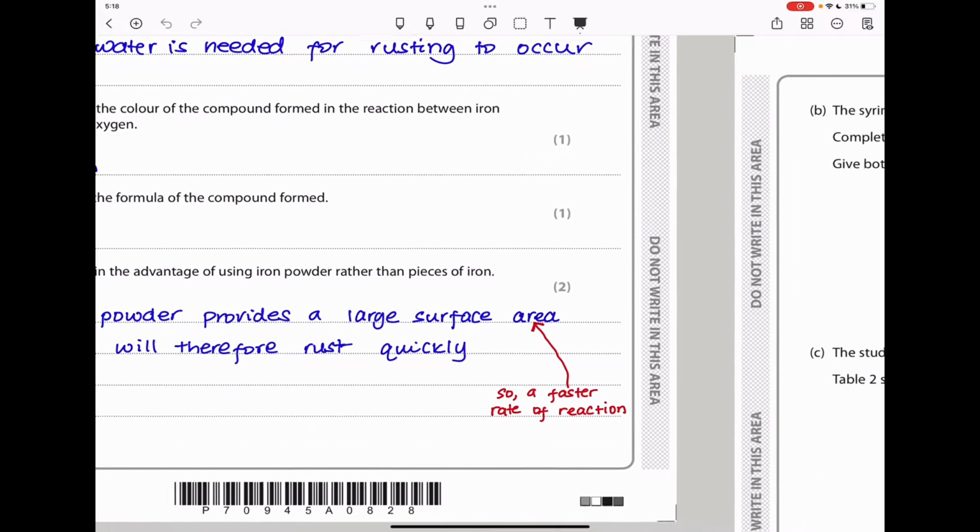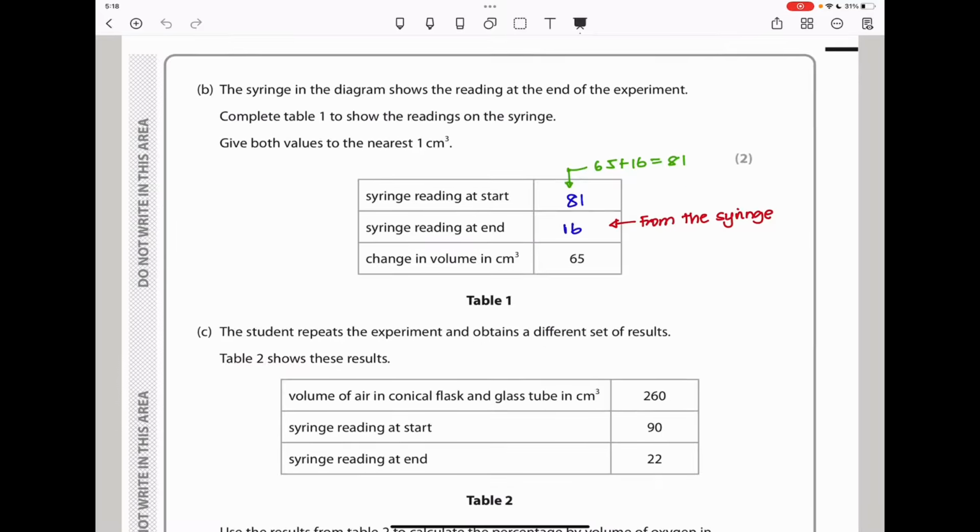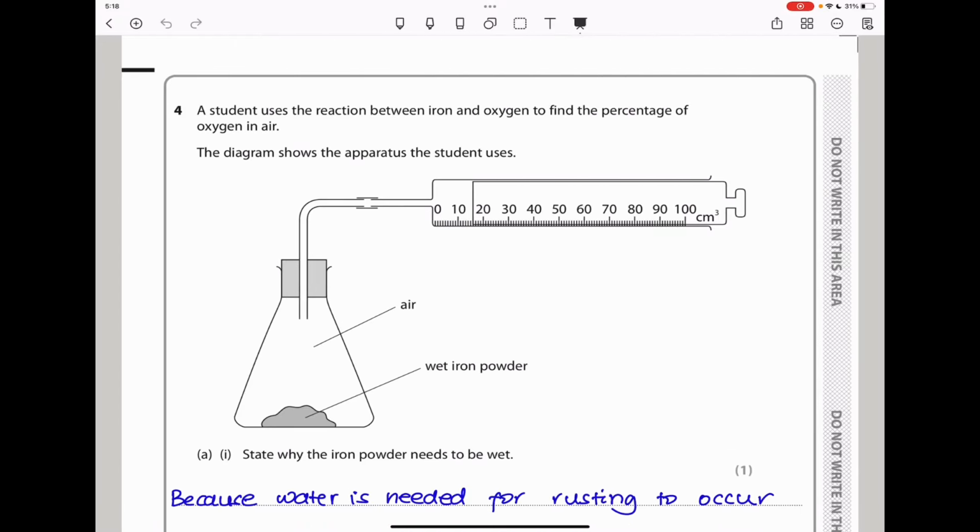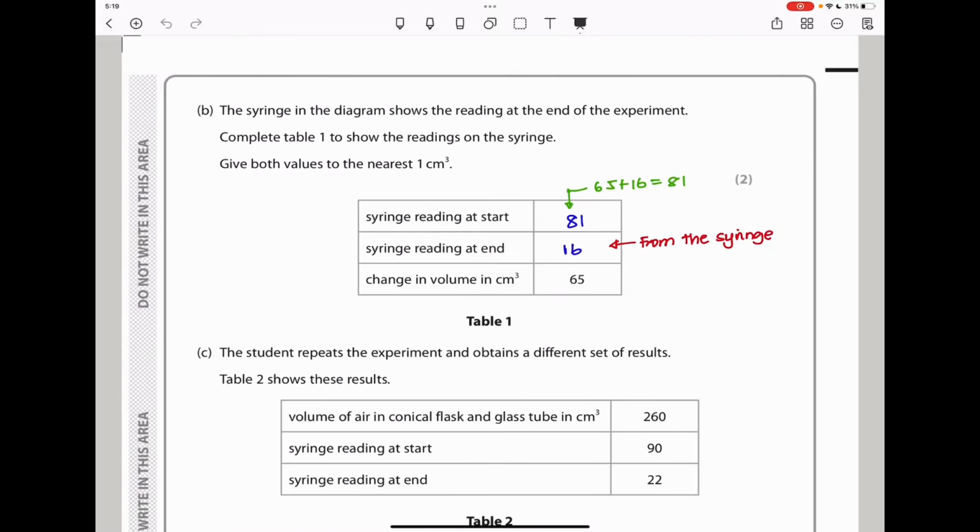So let us continue. Here they say the syringe in the diagram shows the reading at the end of the experiment. They say complete the table 1 to show the reading on the syringe. Give both values to the nearest 1 centimeter cubed. I want to take you back so that you can see the reading from the syringe. Here we can see there is 10, 11, 12, it's about 16 centimeters cubed. So coming back this side, we can see syringe reading at the end is 16 centimeters cubed. Now, if the change in volume is 65 and at the end it's 16, it means at the beginning it should be that plus that, which gives us 81 centimeters cubed.